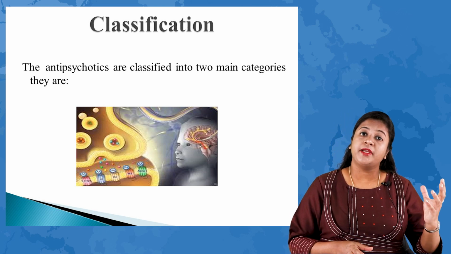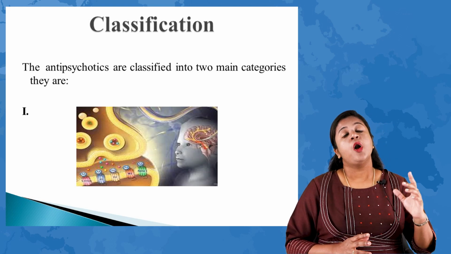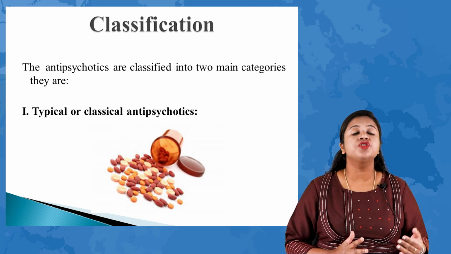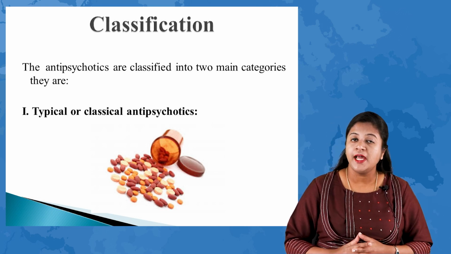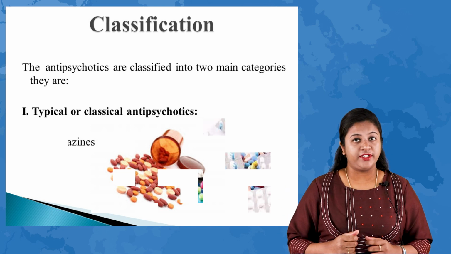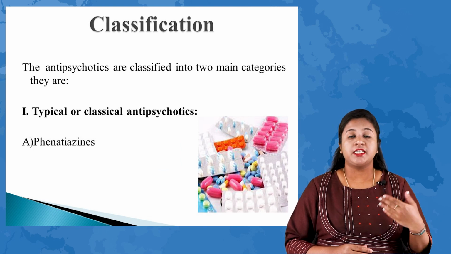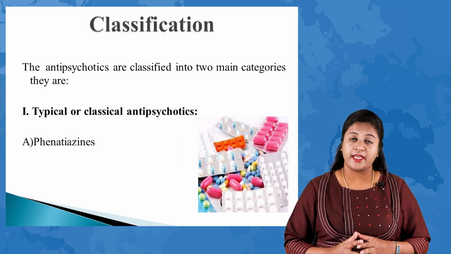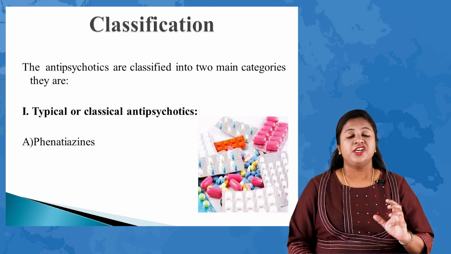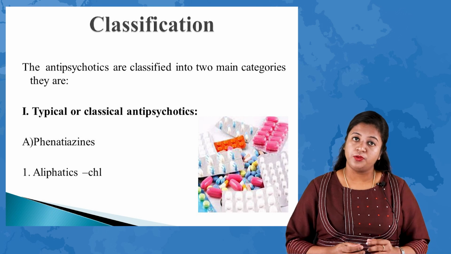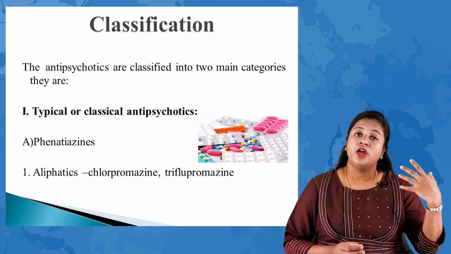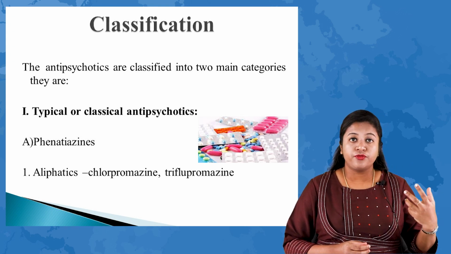Antipsychotic drugs are mainly classified into two categories. One is the typical or classical antipsychotics, and number two is the atypical or novel antipsychotics. Let us see the further classification of these categories. The typical or classical antipsychotic drugs are further classified as phenothiazines. The phenothiazine group includes aliphatics, with examples of chlorpromazine and triflupromazine.